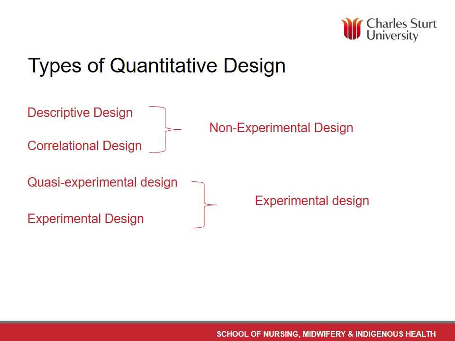Now, further, as we drill down into types of quantitative designs, we've got 4 here, and as you can see, there are lots and lots of types. There are many more types than this. What I've put on here are the ones you're likely to see more commonly in nursing research, and the ones that you'll hear about.